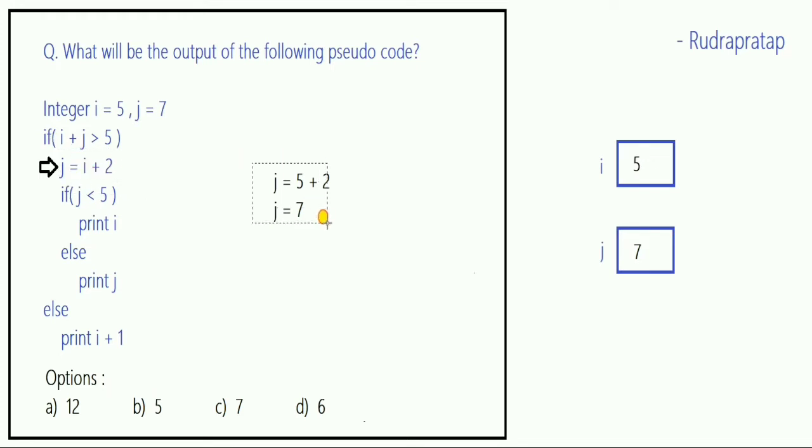The statement is j equal to i plus 2. So the value of i is 5, 5 plus 2 is 7, and 7 is assigned to the variable j. After that we have another if condition.